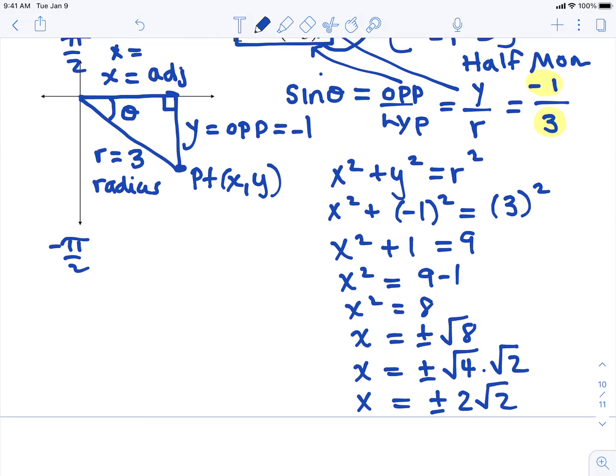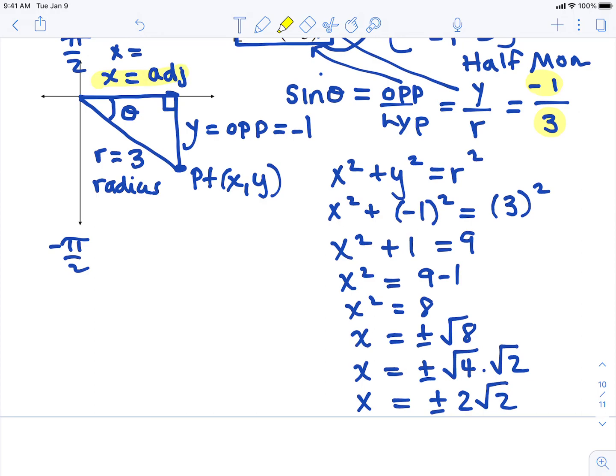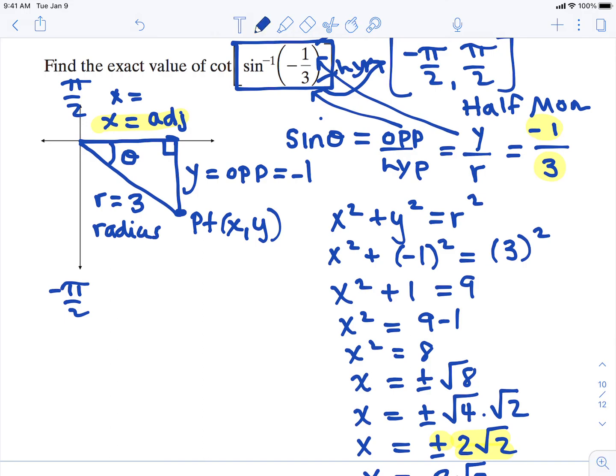Now we can't have plus or minus, we have to choose one of them. So we're going to look up into this x value. Notice that it's going in a positive direction, so we'd have to have a positive 2 square roots of 2. So our x value is positive 2 square roots of 2. So you'd want to write that on your figure, 2 square roots of 2. Now we know all three sides in our triangle. We know the length of x, we know the length of y, and we know the radius.